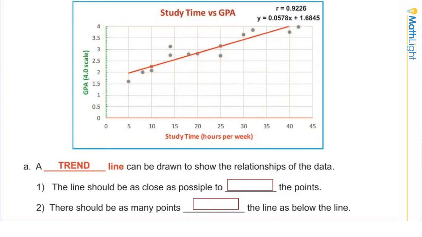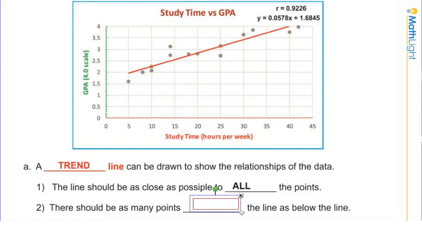Well, first off, the line should be as close as possible, P-O-S-S-I-B-L-E, to all of the points. Oh, brother, I'm looking at that word thinking, what's wrong? As close as possible, I-B-L-E, to all of the points. And there's a best place to put it to where it's closest to all the points.